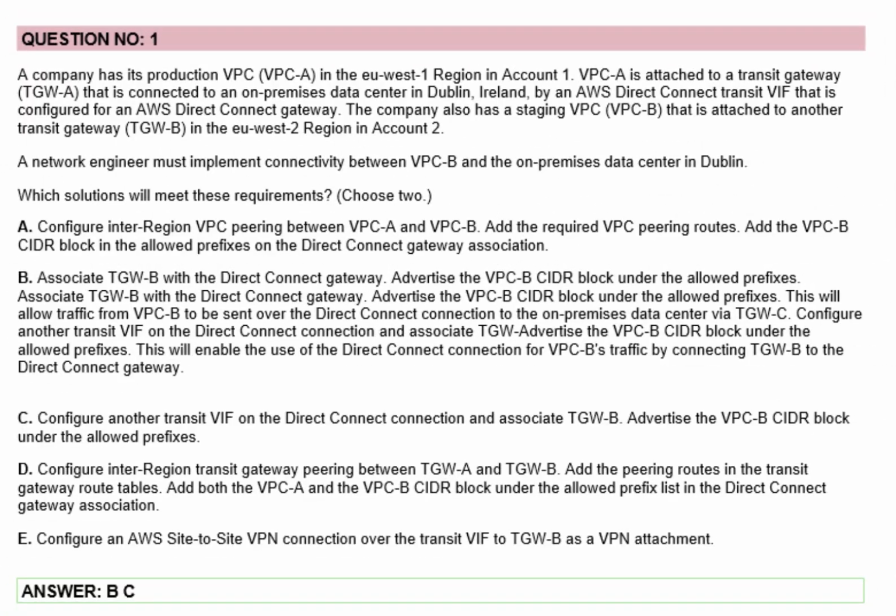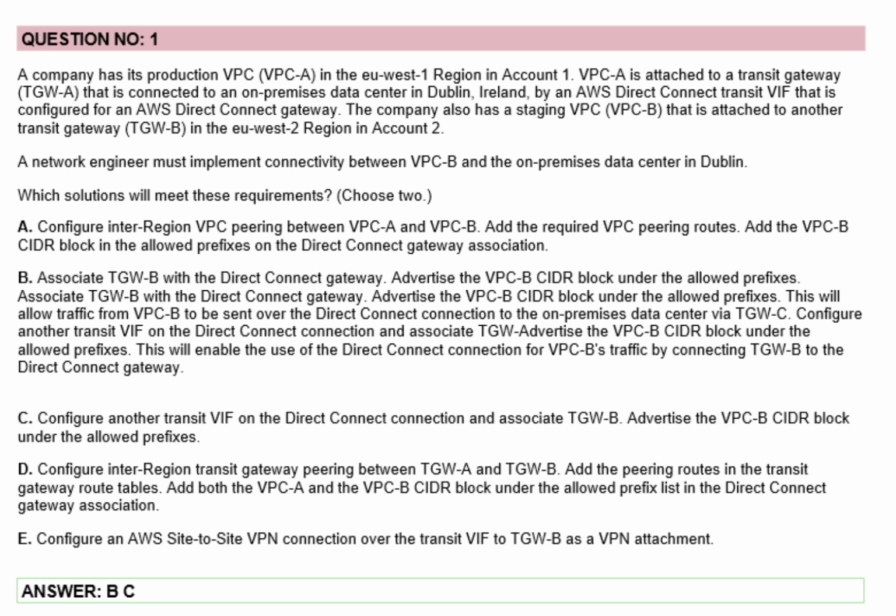Question No. 1. A company has its production VPC in the AWS 1 region in Account 1. The VPC is attached to a transit gateway, TGW, that is connected to an on-premises data center in Dublin, Ireland, by an AWS Direct Connect Transit VIF that is configured for an AWS Direct Connect gateway.